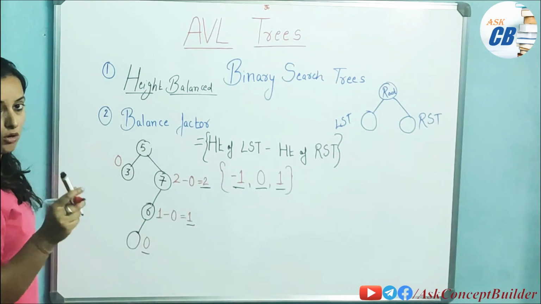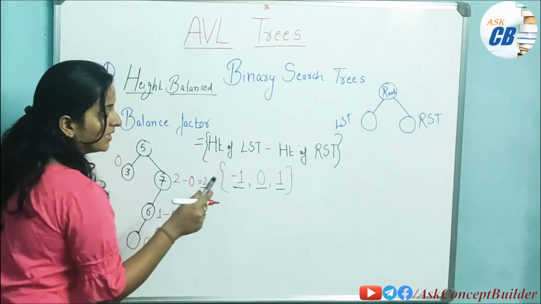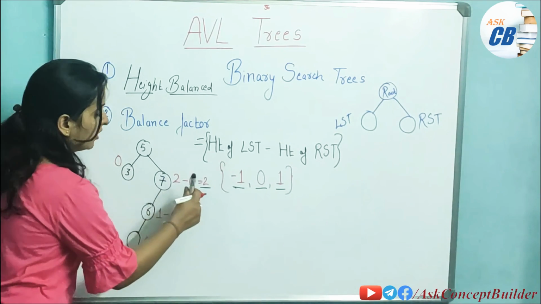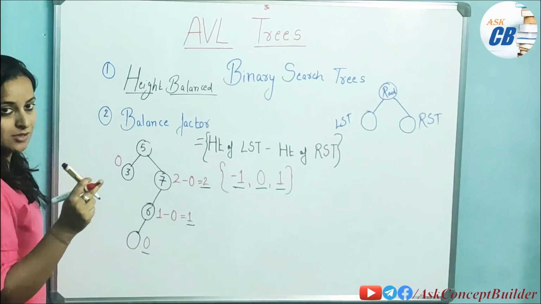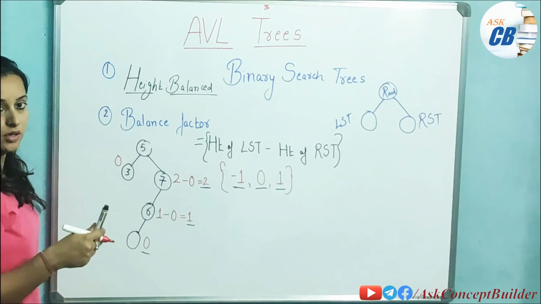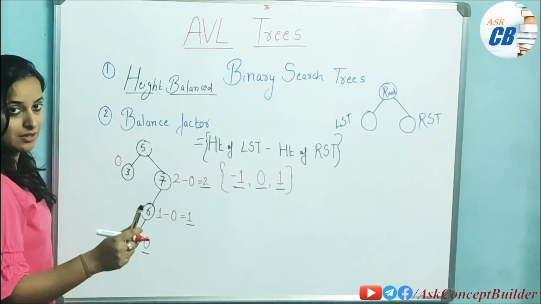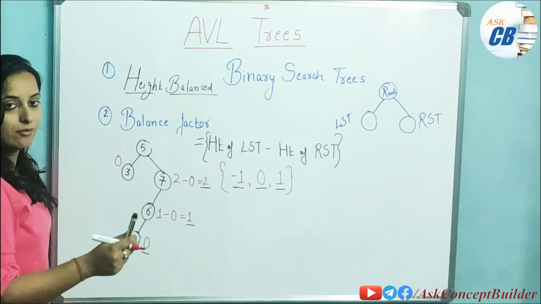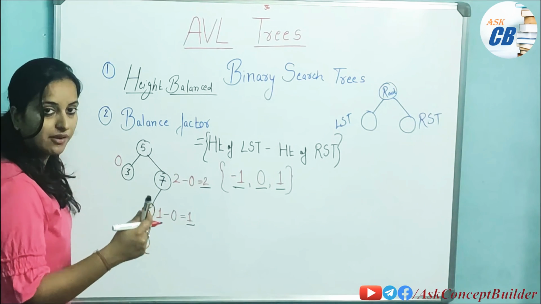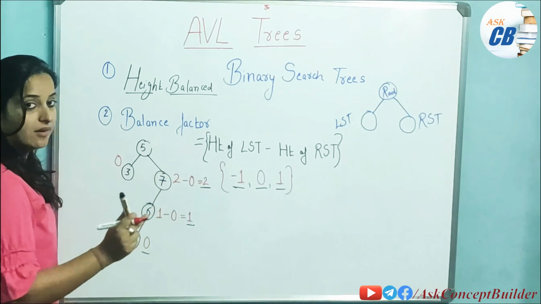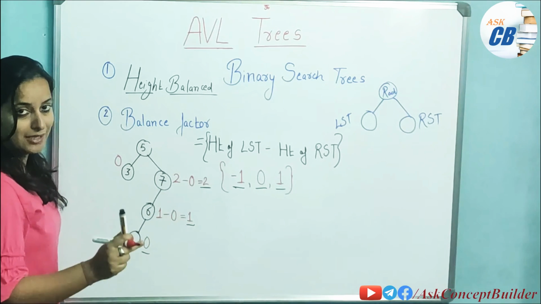So 2 is not in your balance factor range. So here your tree got unbalanced. So now this is not your AVL tree, or this is not your height balanced tree. Fine. So in this way we have to calculate the balance factor for each and every node, and we have to find whether our tree is balanced or not.